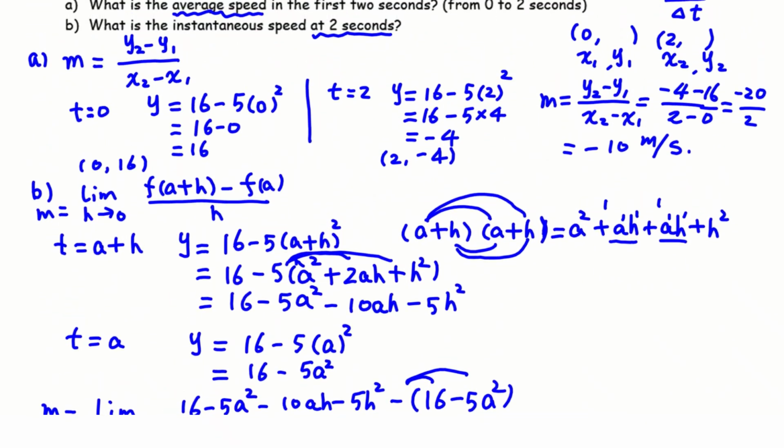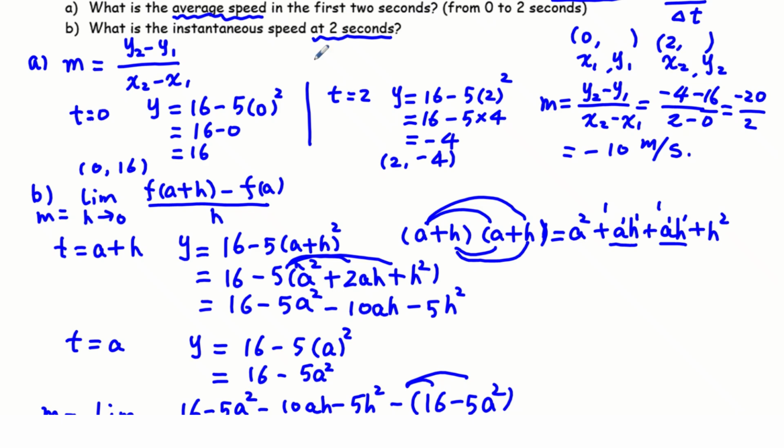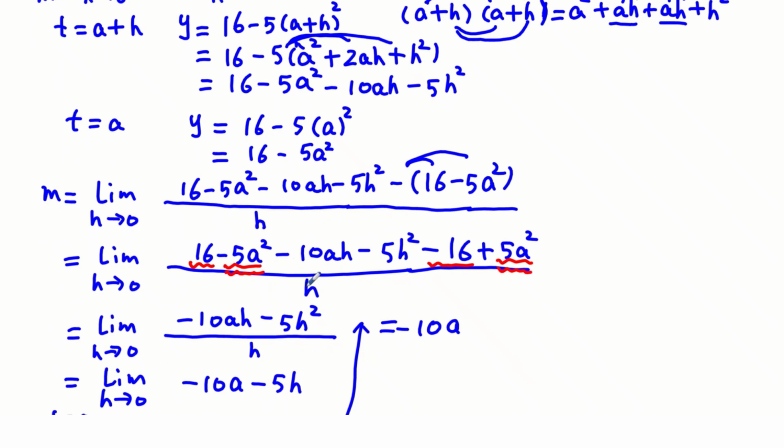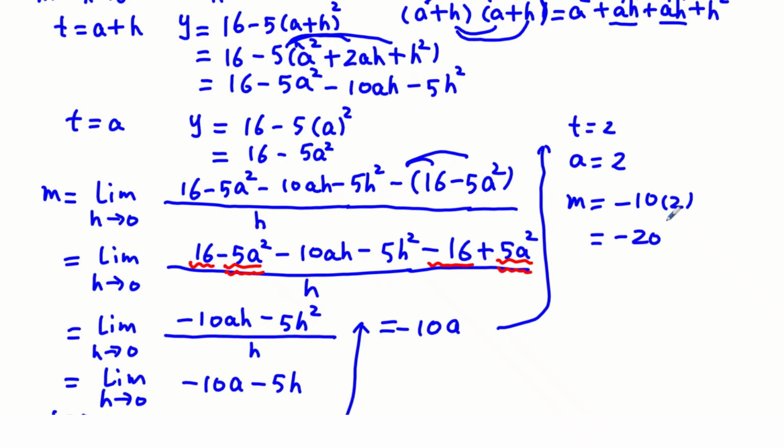And for this question, it asks you at 2 seconds. So it means our a value is 2. So we continue here. Now t equals 2, so a equals 2. Then the slope, instantaneous speed, is negative 10 times 2, which gives you negative 20. So distance is in meters, time is in seconds. So this is the instantaneous speed. Then this question is done.